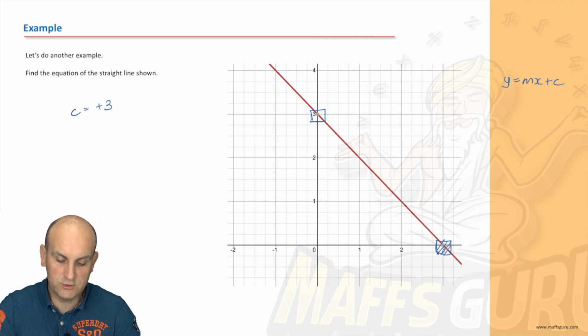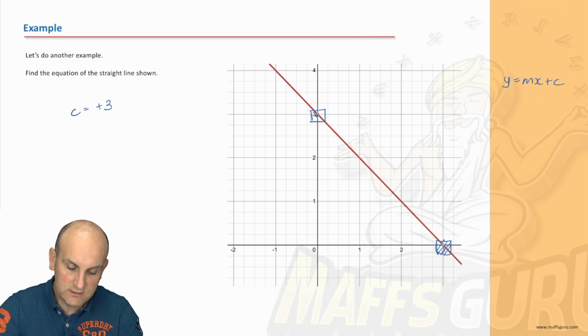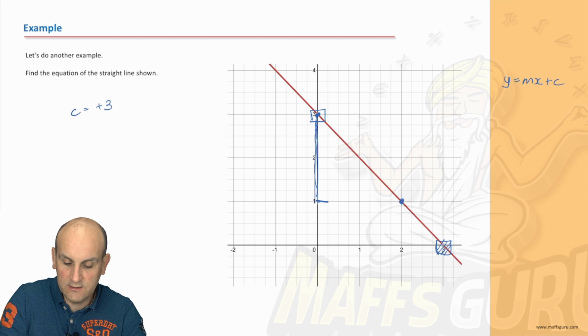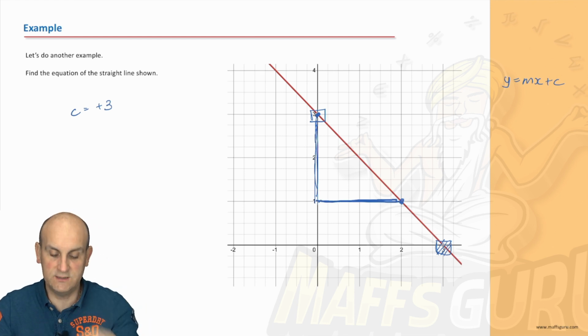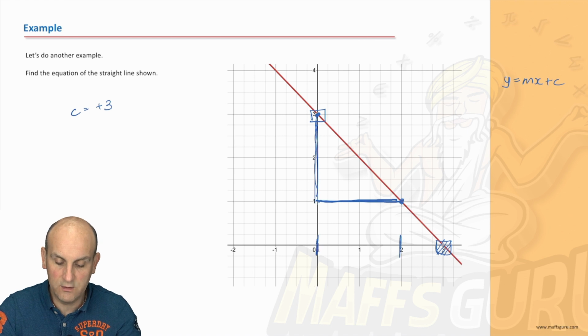What can we do now? I'm going to choose 2 points. Let's choose this one here, and I'm going to choose, let's say, this one here. Why did I choose those? It doesn't actually matter, so long as you've got 2 points that are easy to read off my graph. Okay, so let's do the horizontal first. How many have we gone? We've gone from 0 to 2, which is 2 squares.